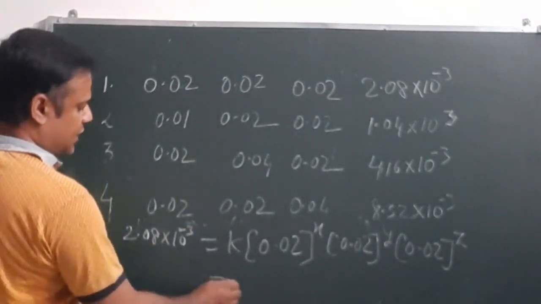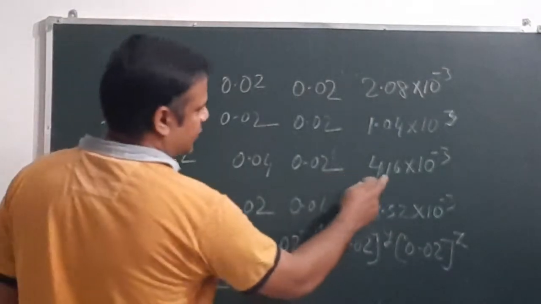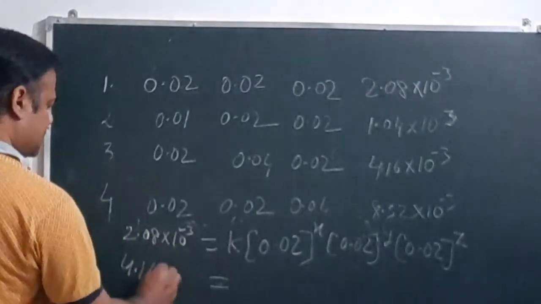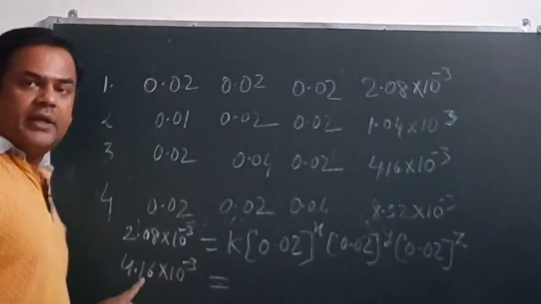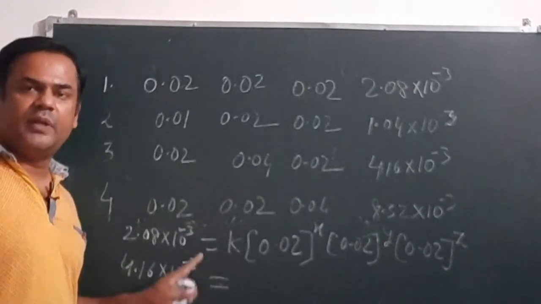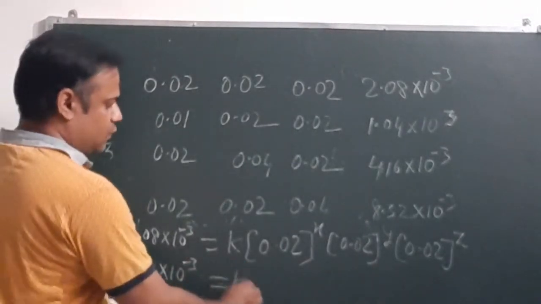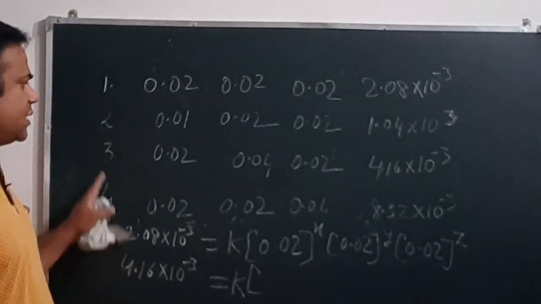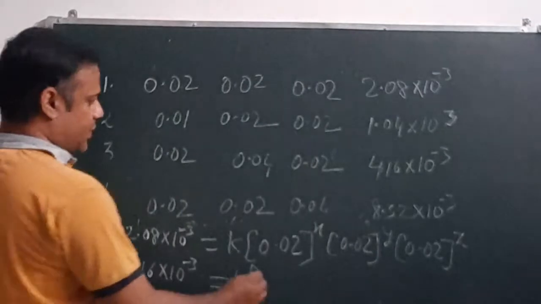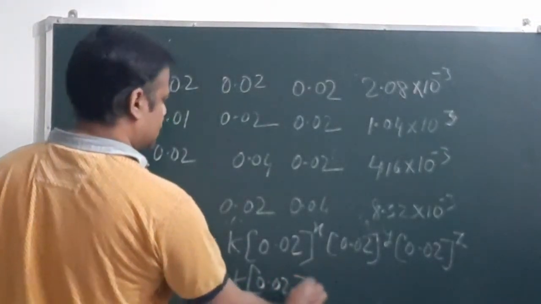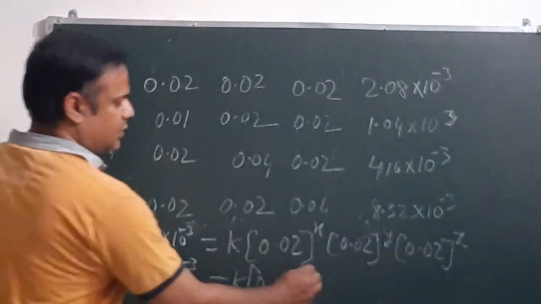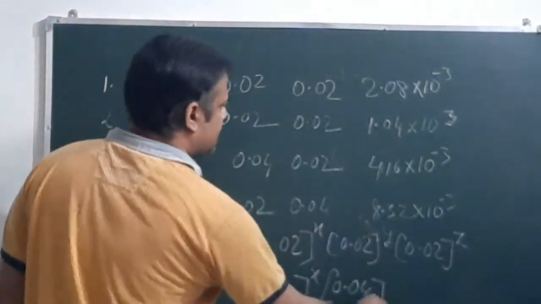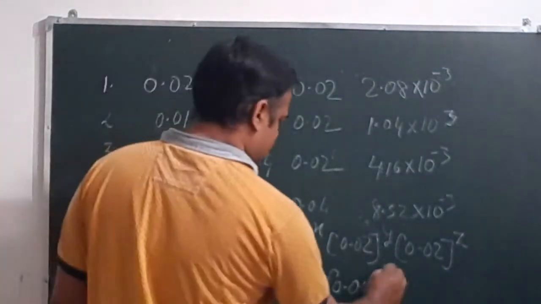Now for the third case the rate is given as 4.16 into 10 to the power minus 3. So we have written here rate 4.16 into 10 to the power minus 3 equals to K, concentration of A, that is 0.02, concentration of B 0.04 and concentration of C 0.02.